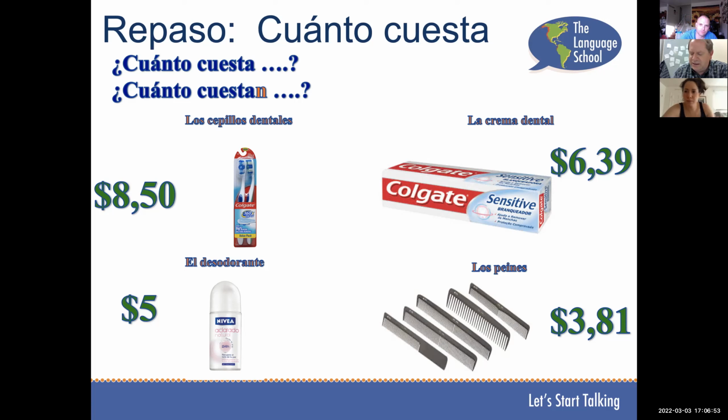¿Cuánto cuesta el desodorante? El desodorante cuesta $5. ¿Cuánto cuesta la crema dental? La crema dental cuesta $10.